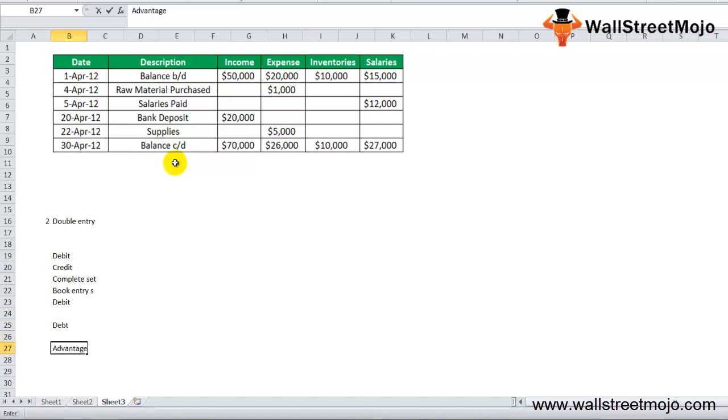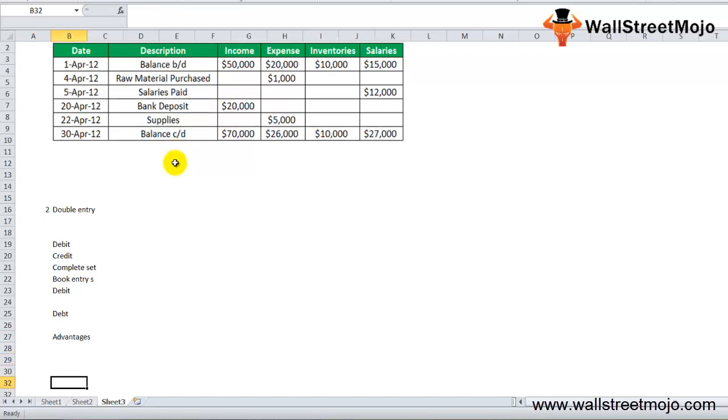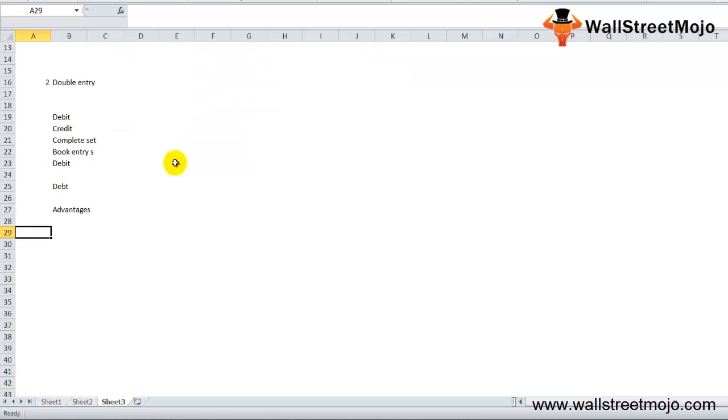Now let's talk about the advantages of the double entry journal entry system. First, you will need a complete record. Let's try and evaluate that. The double entry system enables the businessman to keep a complete, systematic and accurate record of all the transactions. The details of any transaction or event can be verified at any time.